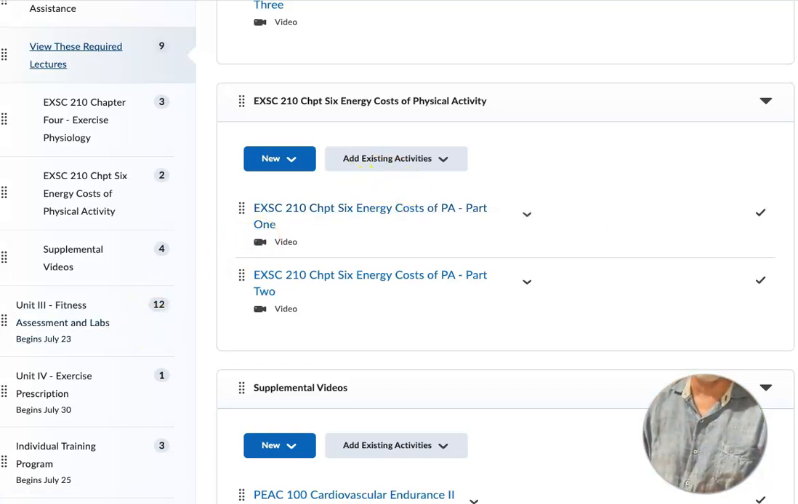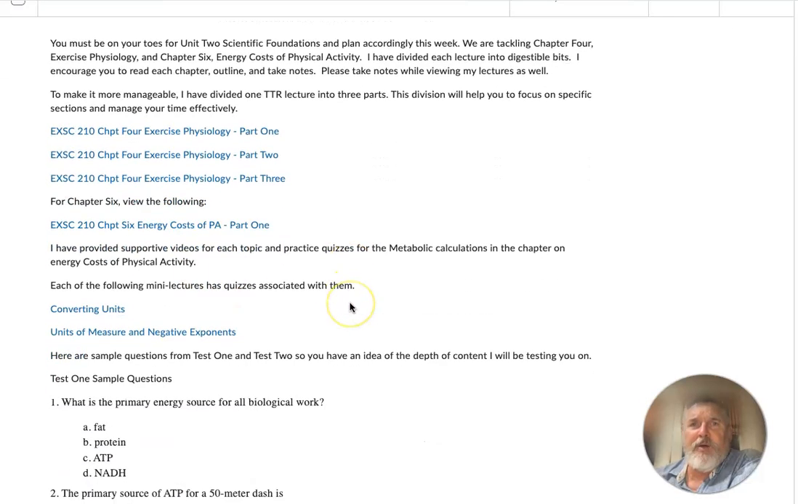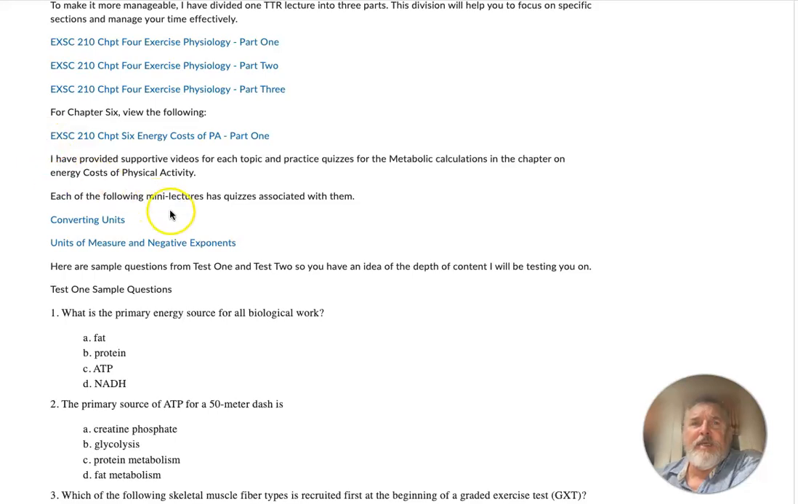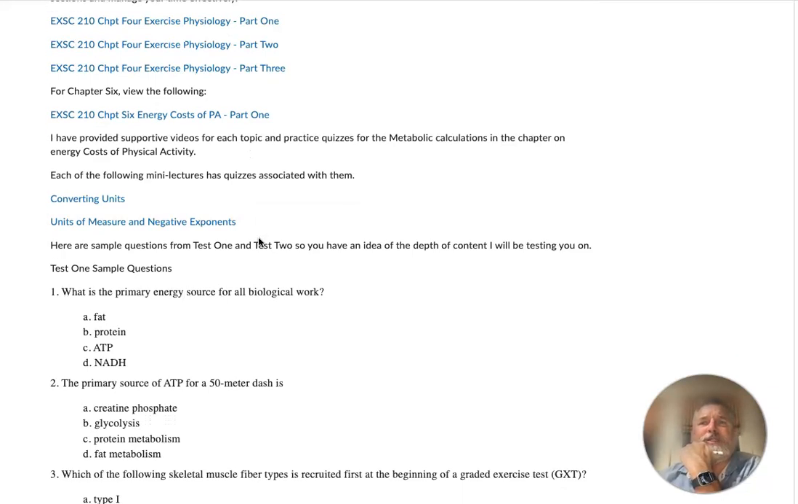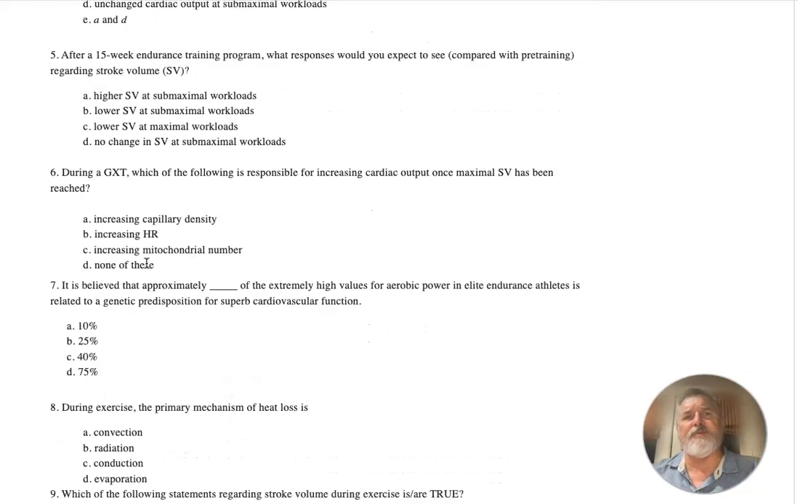Let me show you what's going to pop up on the home page. So this is the overview. Here are the lectures that you need to view. For chapter 6, when you see this, there's going to be more, but right now, this is the first edit. Here's converting units of measure with negative exponents, which I talked about. Then I've given you some sample questions so that you know how in depth I'm going to ask questions. So what is the primary energy source for all biological work? Is it fat, protein, ATP, or NADH? And so I've given you some sample questions here.